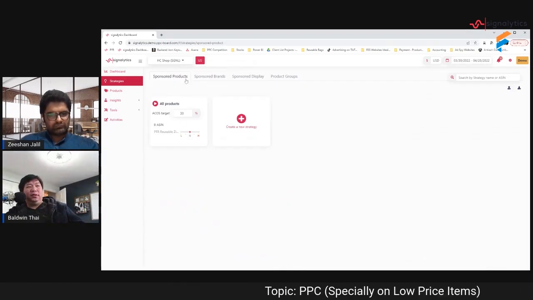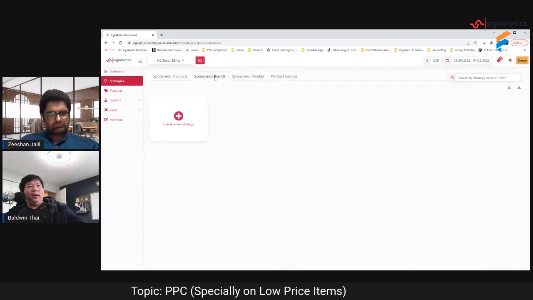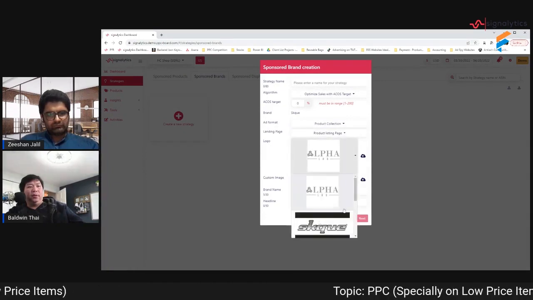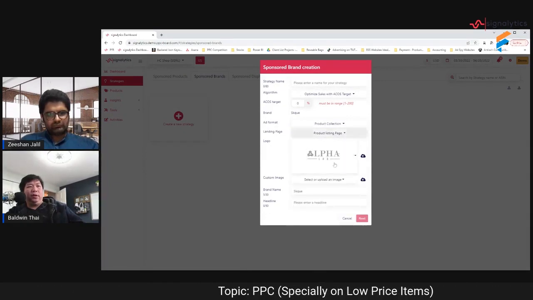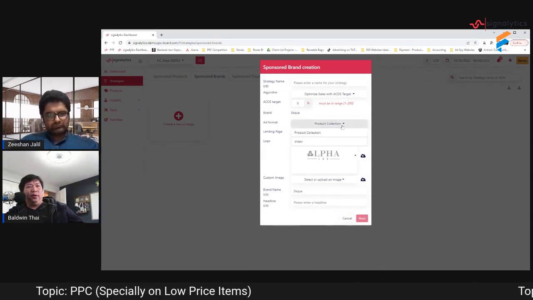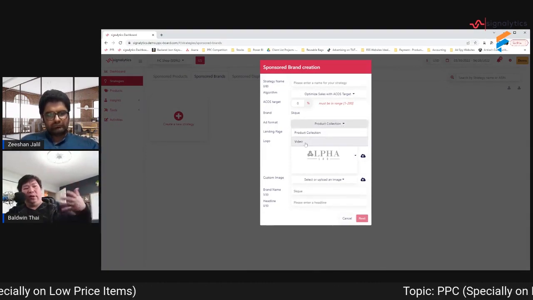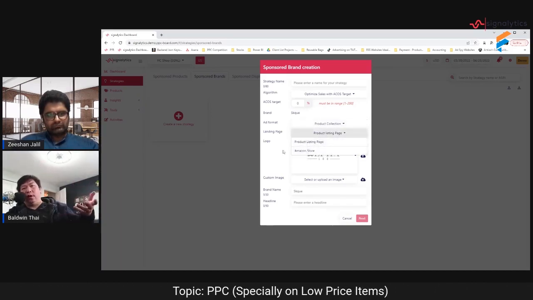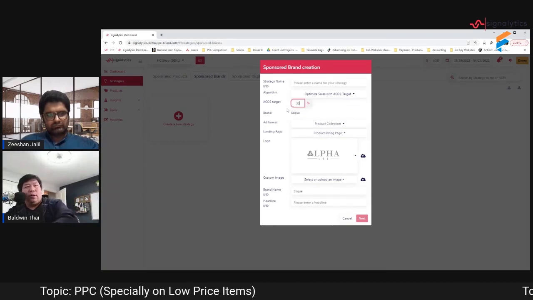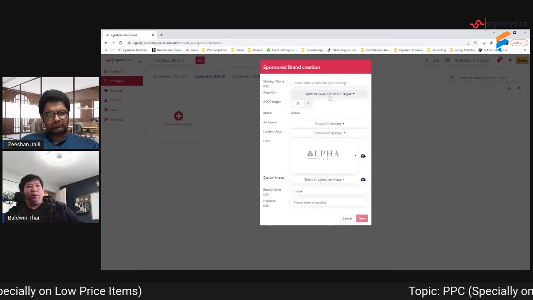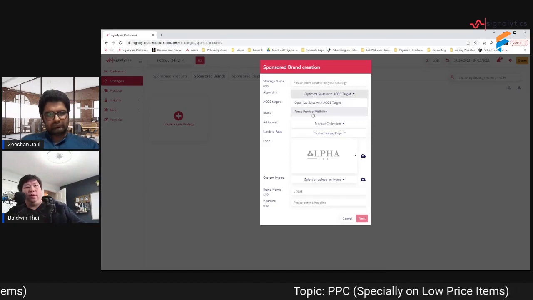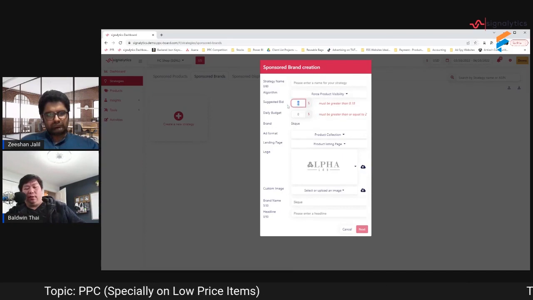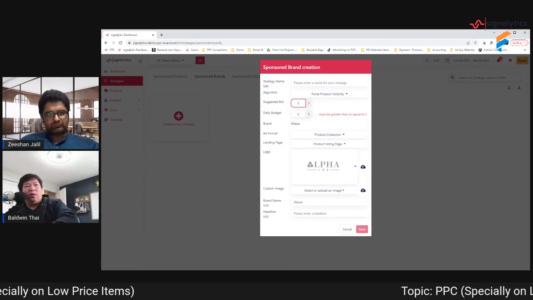This is the same thing with sponsored brands and sponsored display. Sponsored brand is a little different. It has your logos and stuff in here. You can have the different formats of videos or the product collections or the store page or the product listing. Same thing, just target, I want 30% ACOS, and you can optimize by ACOS, or you can put in what we call forced product visibility. If I want to be consistently number one, I want to bid $5.